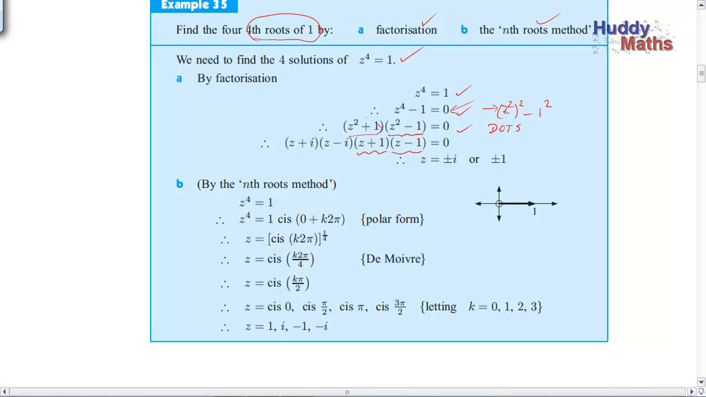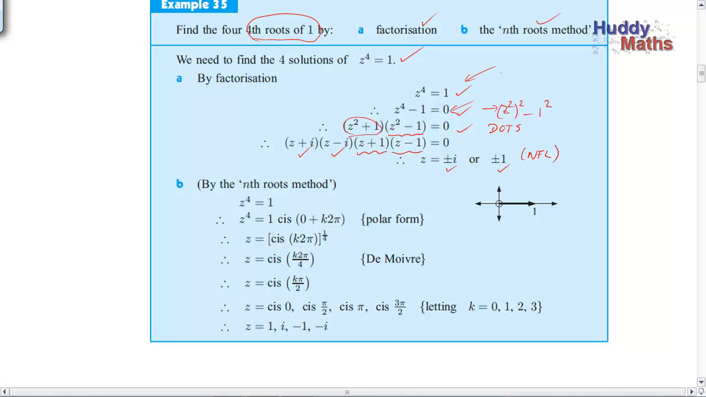And then this one we looked at before, the sum of 2 squares is also factorisable in complex number land. Z plus i by z take i, z squared take i squared, and i squared is -1, so it's z squared plus 1. Do you get it? Okay, so now putting each of those brackets or factors equal to 0 under the null factor law, we've got z equals plus or minus i and z equals plus or minus 1. Okay, so that's one method.